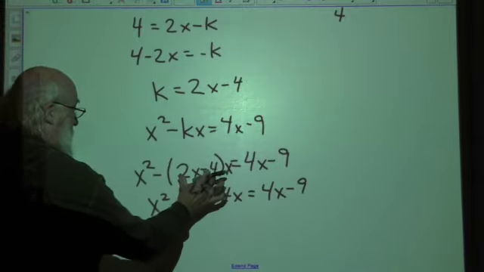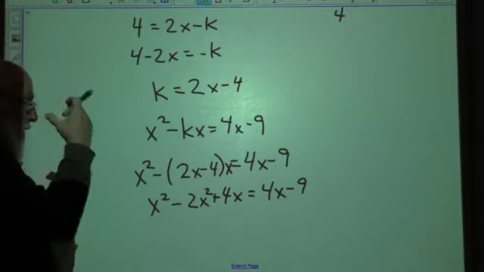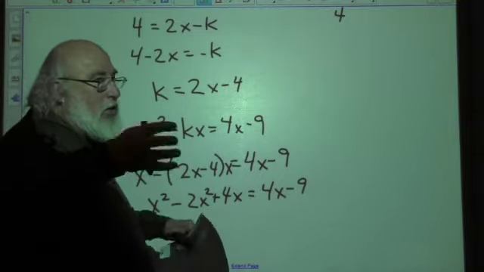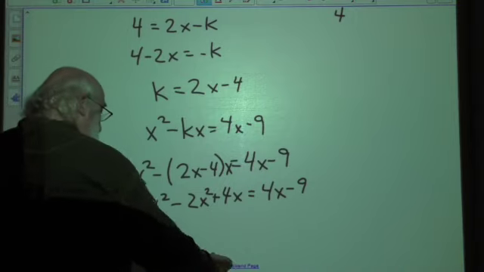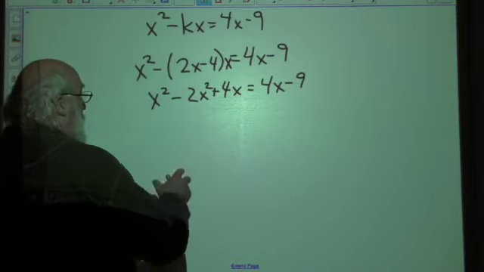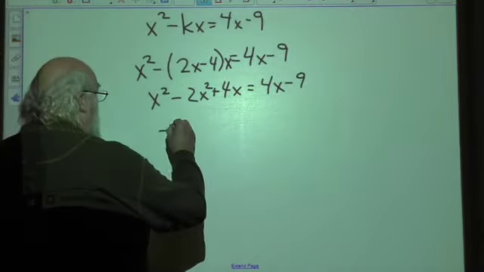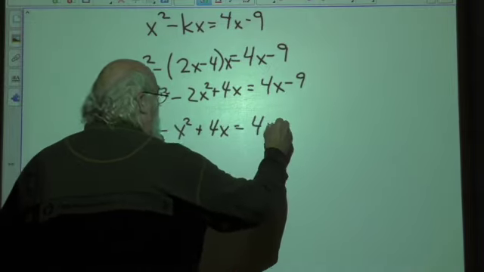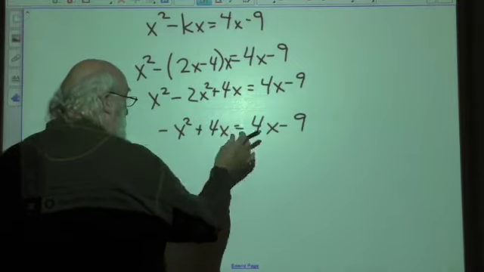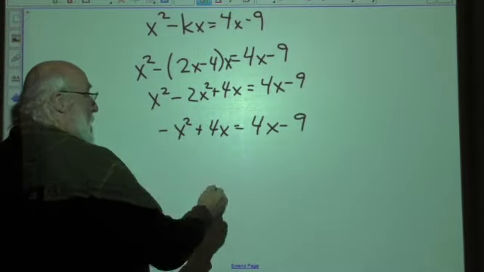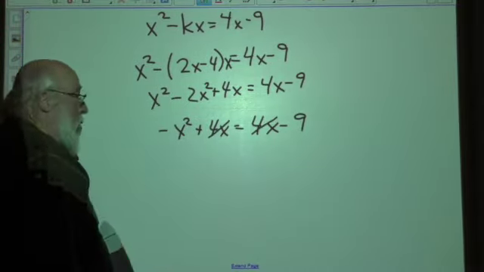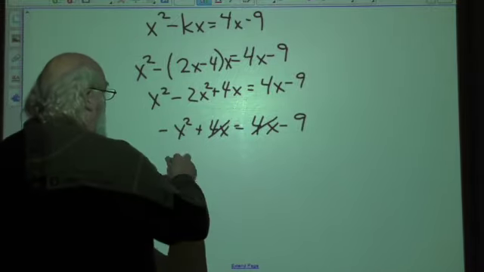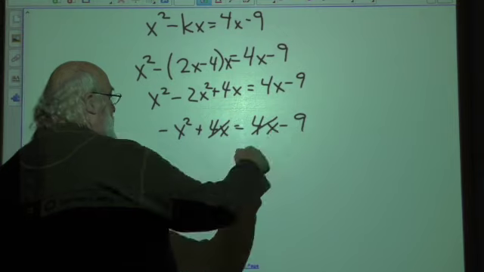So this k comes in right here, and this x has to fall. I constantly do that. You gotta stop doing that. But, you know, look at my mistakes and try to learn from them if you can. So if we combine this right here, we get negative x squared plus 4x equals 4x minus 9. And because we have the same thing on both sides that are adding, they will cancel out as well. Or you can simply subtract 4x on both sides. They cancel out. It gives us negative x squared equals negative 9.